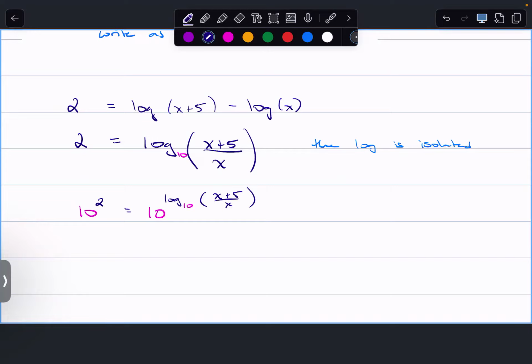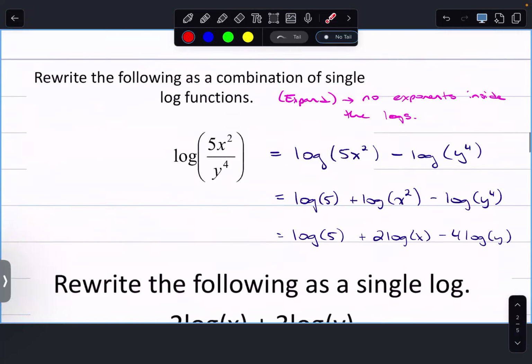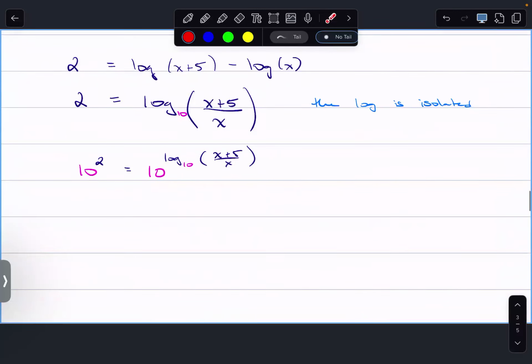I used log base 10 because of this first property, b to the log base b of x. So 10 to the log base 10 of whatever's on the inside, the log just leaves you with x, right? And so that's the reason I use 10. And so this is going to essentially cancel. They go to 1, but then I have 10 to the power of 2. You don't want to forget that you did it to the other side as well. I love to forget.